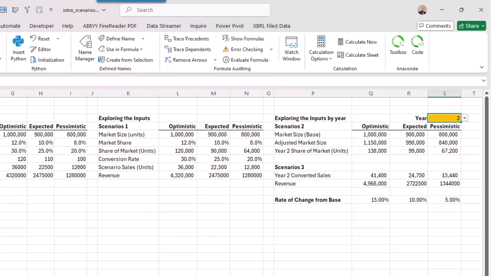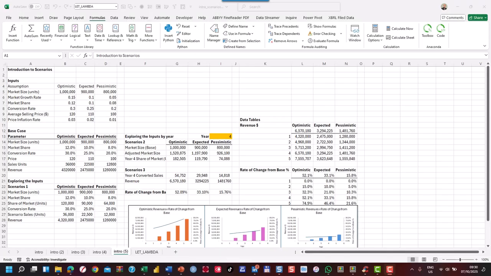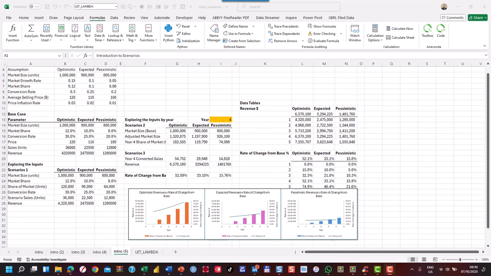Let's change it to year 3, 32, 21, 10. Year 4, 52, 33, 10. Cumulative percentage, year 5, 75, 46, 21. Going step by step. You've seen all of this. These are new. What I did was I created 2 data tables to show the revenue for all 5 years for all of the scenario bases.